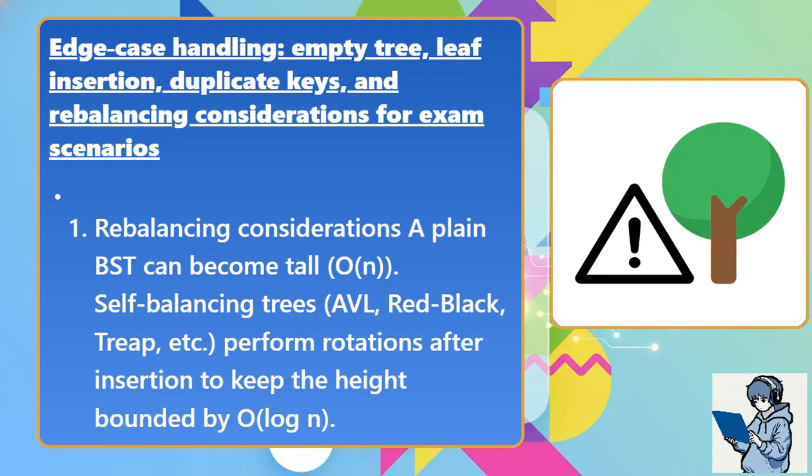4. Rebalancing considerations. A plain BST can become tall, O(n). Self-balancing trees, AVL, red-black trees, etc., perform rotations after insertion to keep the height bounded by O(log n).